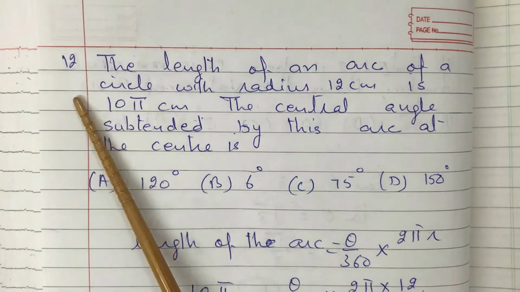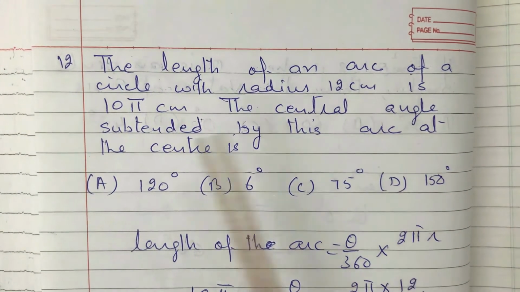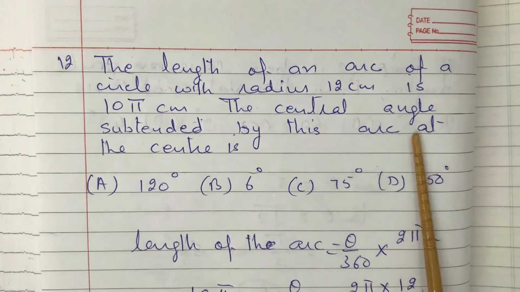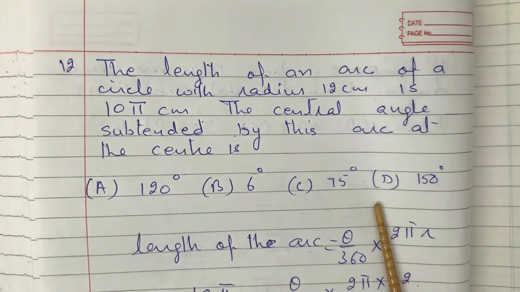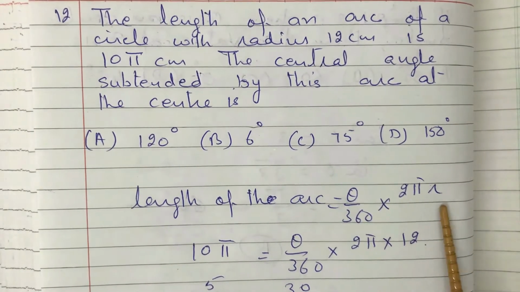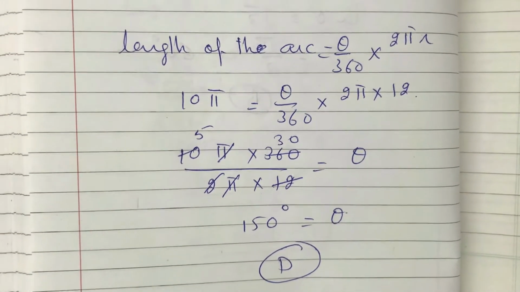Now the 12th question. The length of an arc of a circle with radius 12 cm is 10 pi cm. The central angle subtended by this arc at the center is, there are 4 options. Now length of the arc is theta by 360 times 2 pi r. Substitute the values. You will get theta as 150 degree. So D is the option.